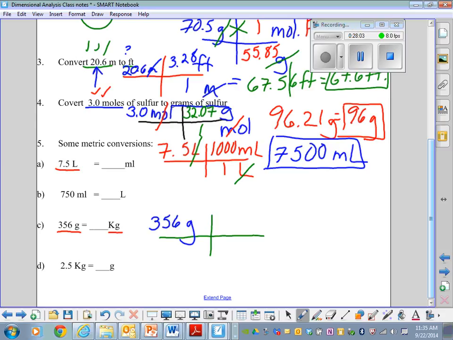What unit goes down in the denominator? She's telling us 1,000 grams. And what goes in the numerator? Excellent. Does everyone see where we got that?